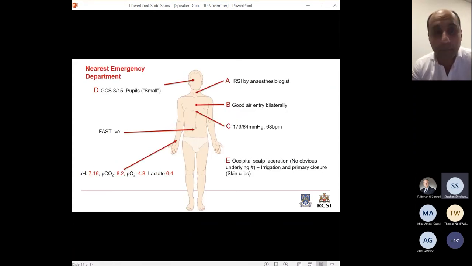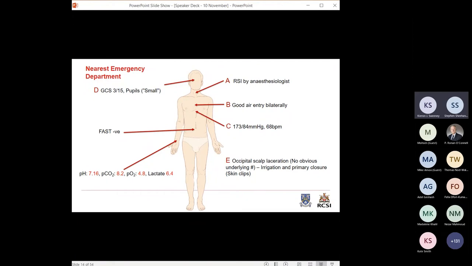So the second time point we tend to ask about is on arrival to the emergency department. He had full ATLS treatment. He had rapid sequence intubation by the anesthetist. He was known to have good air entry bilaterally. He was hypertensive, but in normal sinus rhythm. He remained GCS 3. His pupils were reported as small and sluggishly reactive. He was known to have external signs of head injury, such as an occipital scalp laceration, and this was closed primarily in the ED, which is important as first point of care and for hemostasis. And next slide, please.